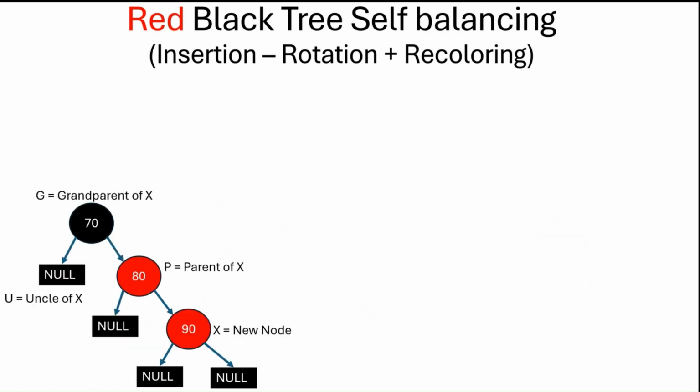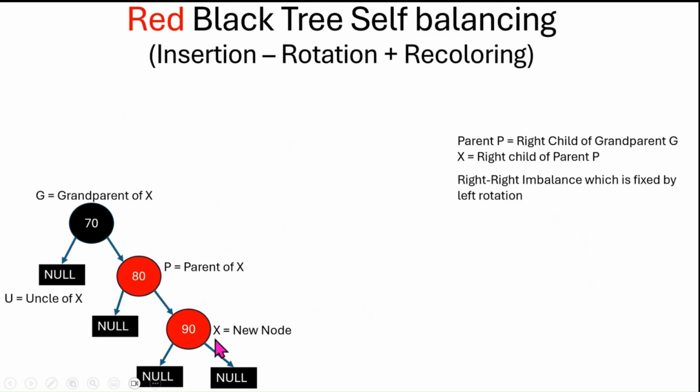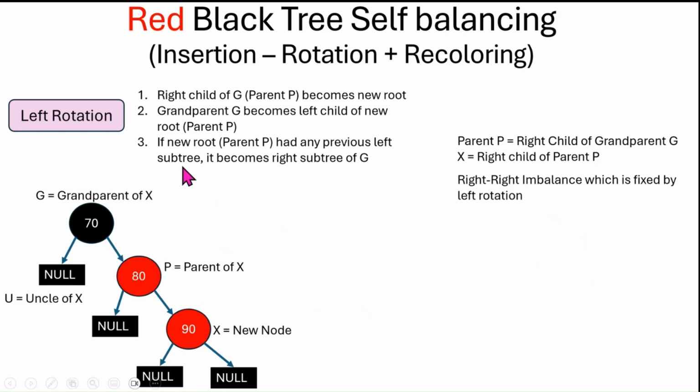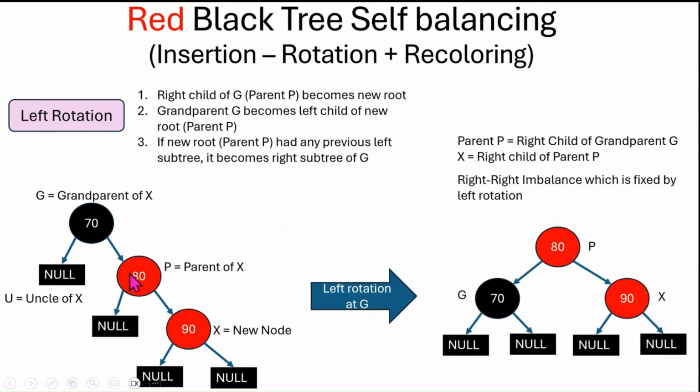Now the next structure is this one, where parent P is the right child of grandparent and X is the right child of parent P. So it is a right imbalance, which is fixed by left rotation because it is a right side imbalance. So we need to do the rotation on the left side so that it will become balanced. So the left rotation is basically the right child of grandparent becomes the new root, 80 becomes the new root, and the grandparent, which is 70, becomes the left child of new root 80.